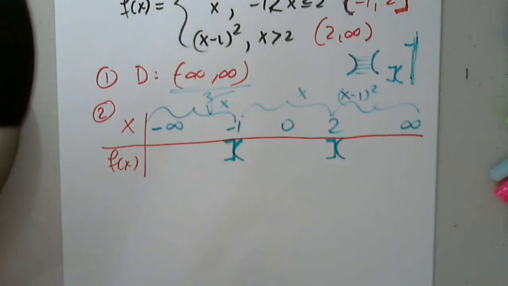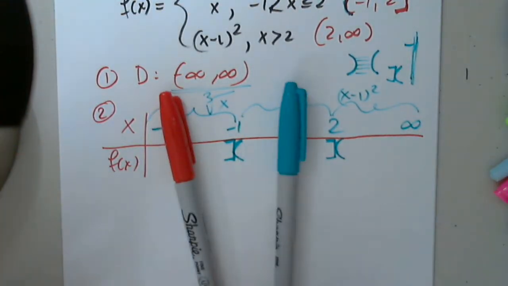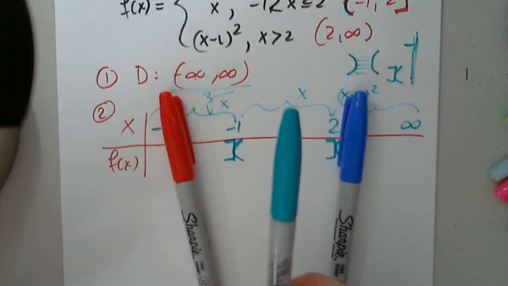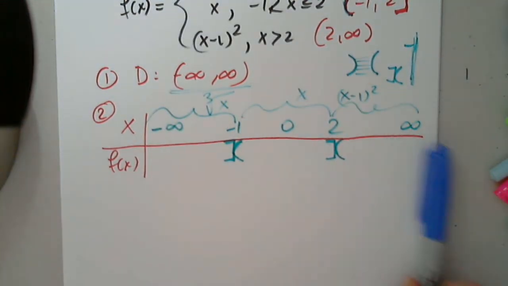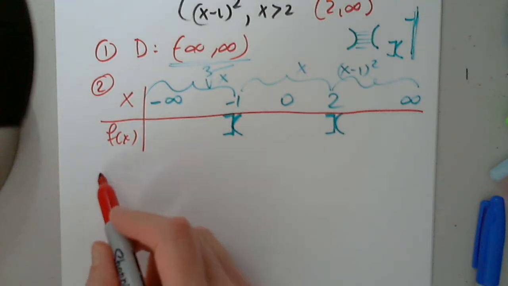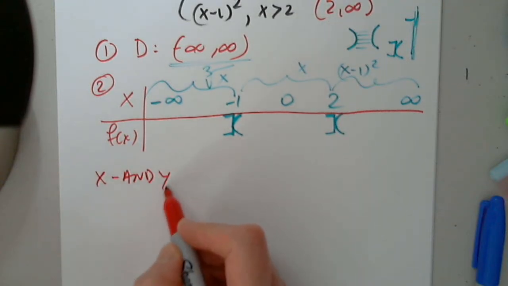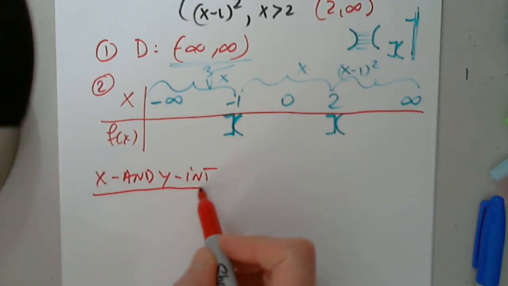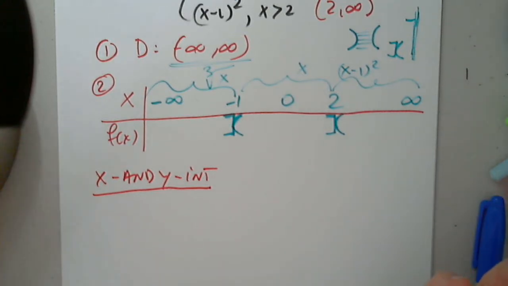So I will have 3 colors: red, whatever, and blue. I don't know, turquoise and blue. Okay, so now I always look for the x and y intercepts. Remember, x and y intercepts, if they exist. They may not exist.